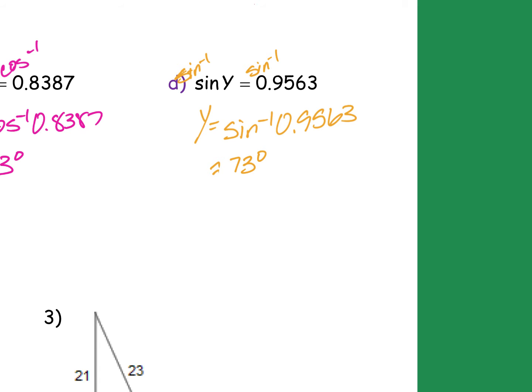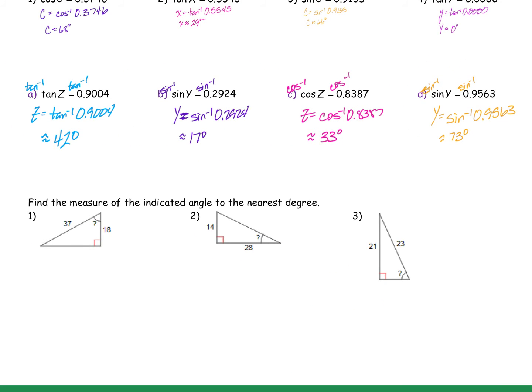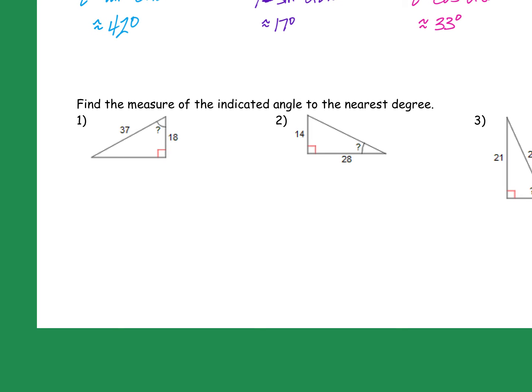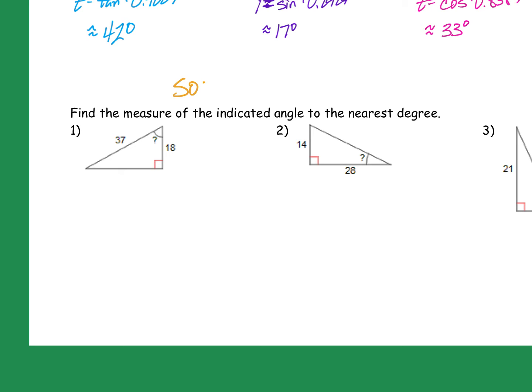So now we're going to do the same thing, only now we have a triangle, and it's not going to tell me which function I want to use. Remember, I'm going to use SOH CAH TOA. Sine is opposite over hypotenuse. Cosine is adjacent over hypotenuse. And tangent is opposite over adjacent. We decide which sides they give me in order to find the angle. And my angle is my question mark this time.